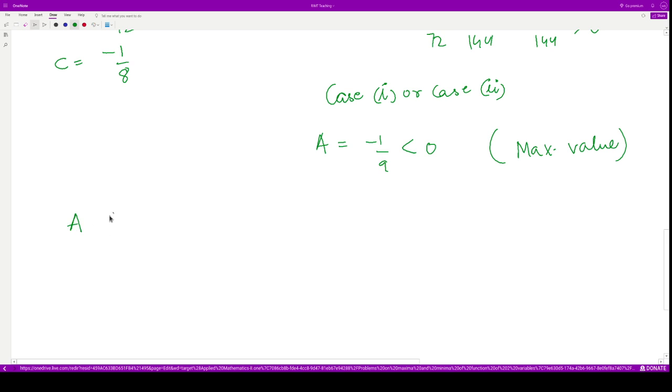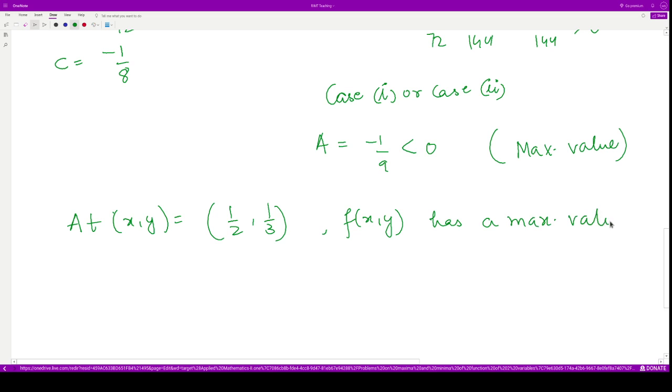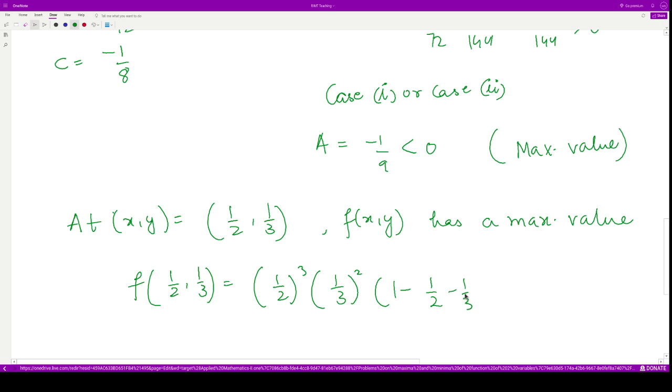So at the point x, y equal to 1 by 2, 1 by 3, f of x, y has a maximum value. And what is this maximum value? It is calculated when you substitute the point in the given function. So it was x cube, so 1 by 2 cube, y square, that is 1 by 3 square, and then 1 minus x, that is 1 by 2, minus y, that is 1 by 3. When you solve this, the function's value comes out to be 1 divided by 432. So this is the function's value.